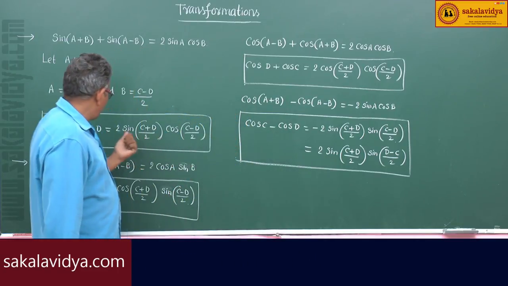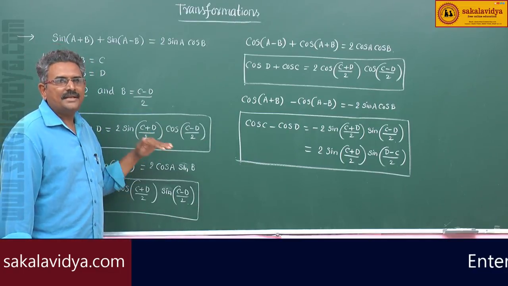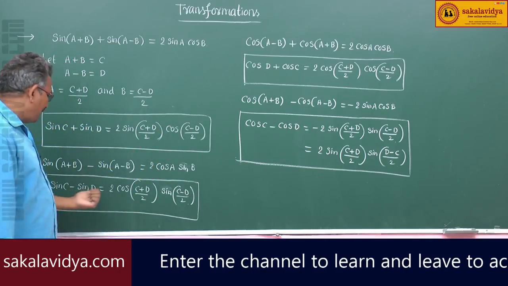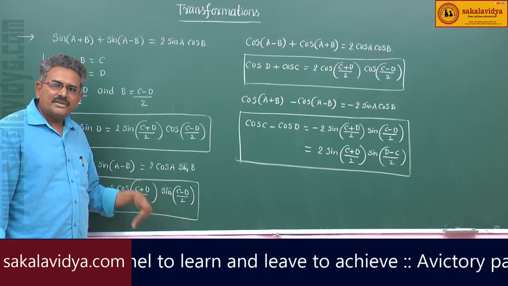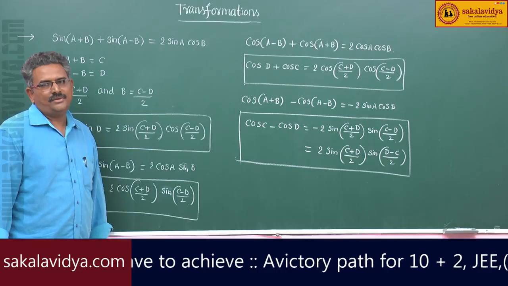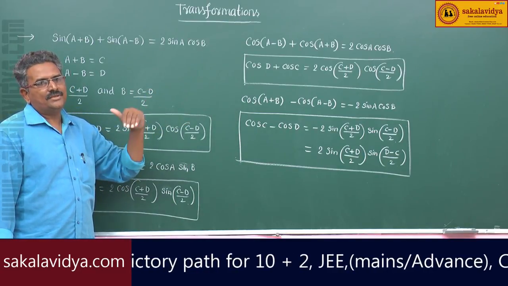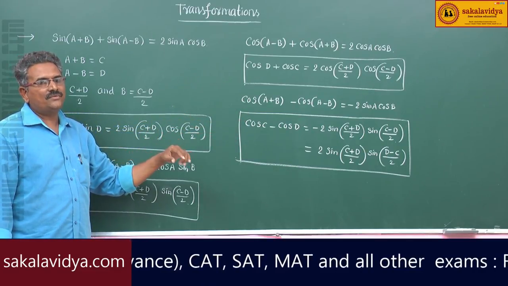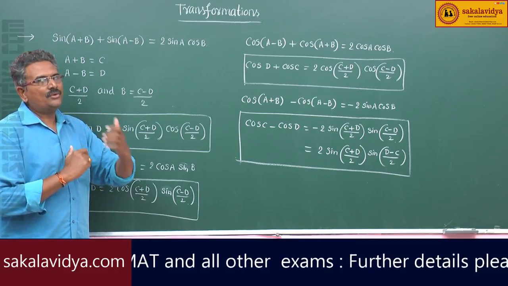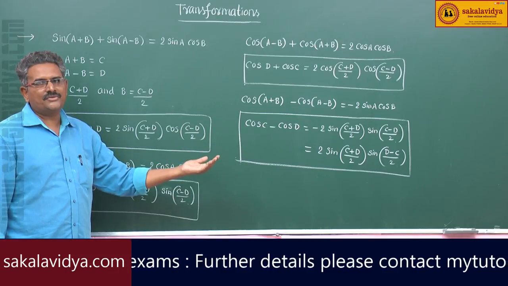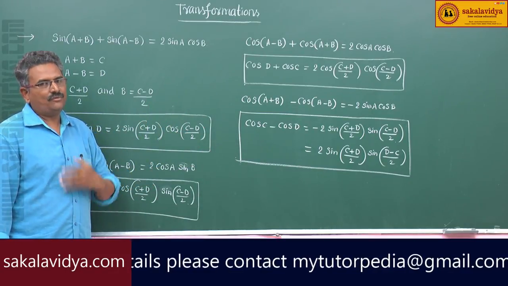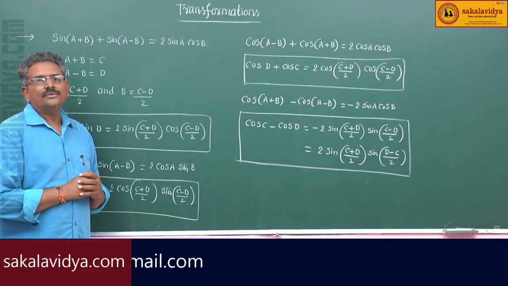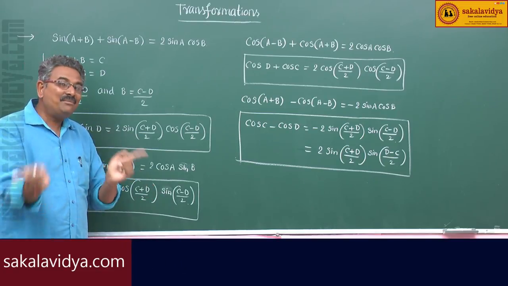But let us come to these four formulae. Sin c plus sin d is equal to 2 sin of c plus d by 2 cos of c minus d by 2. Sin c minus sin d is equal to 2 cos of c plus d by 2 and sin of c minus d by 2. Cos c plus cos d equals 2 cos of c plus d by 2 cos of c minus d by 2. Cos c minus cos d, we have to apply very carefully. If you want to apply the negative value, that is minus 2 sin of c plus d by 2 sin of c minus d by 2. If you want to avoid the negative sign, cos c minus cos d can be written as 2 sin of c plus d by 2 sin of d minus c by 2.